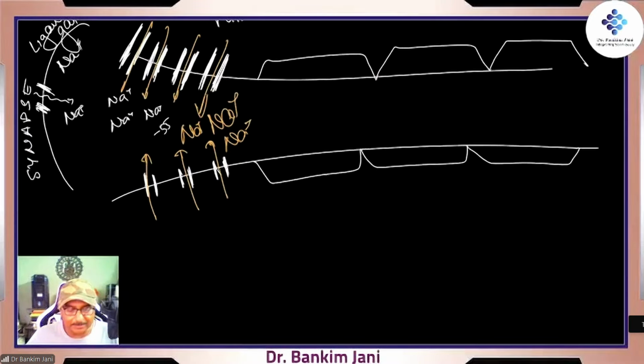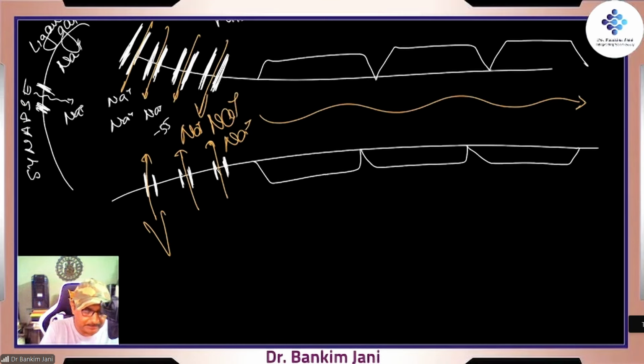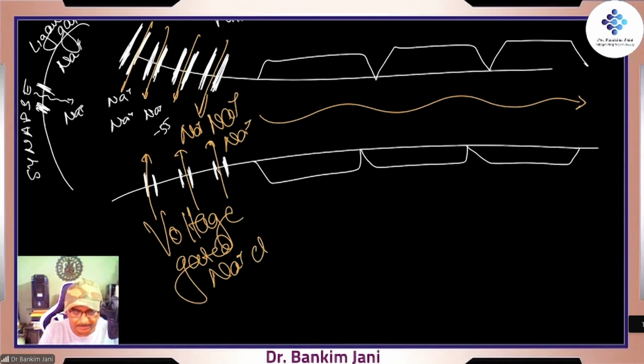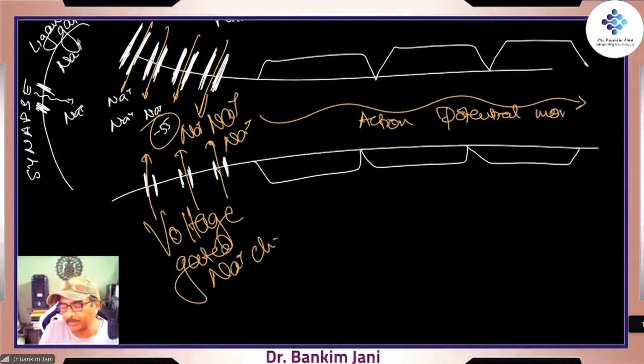And now it is necessary that this thing should move. So from this point onwards, it is the electrical system. Till this point, it was the chemical. Now starts the electric. So these are the voltage gated sodium channels at minus 55. So from here, the action potential moves. This action potential moves, so it goes further.